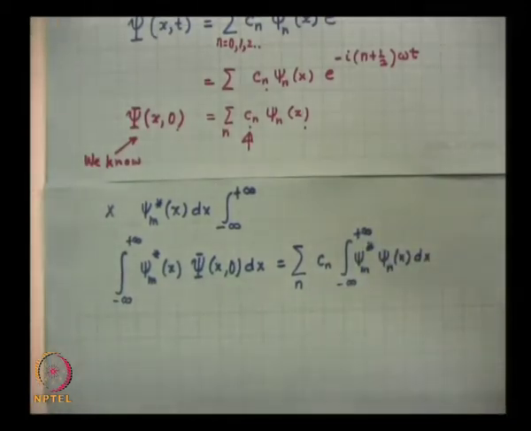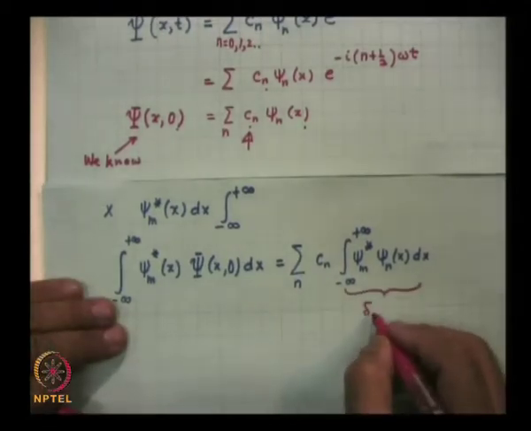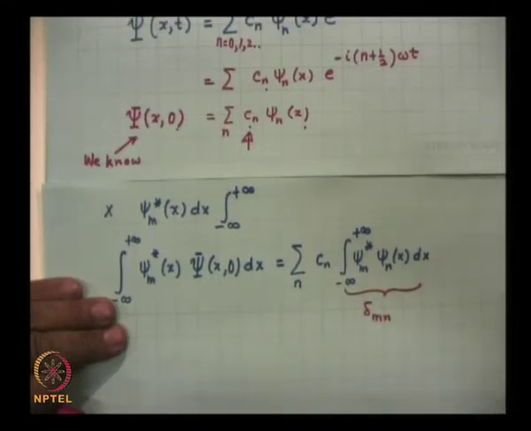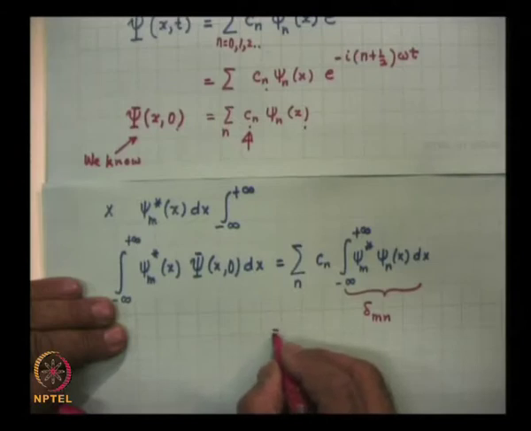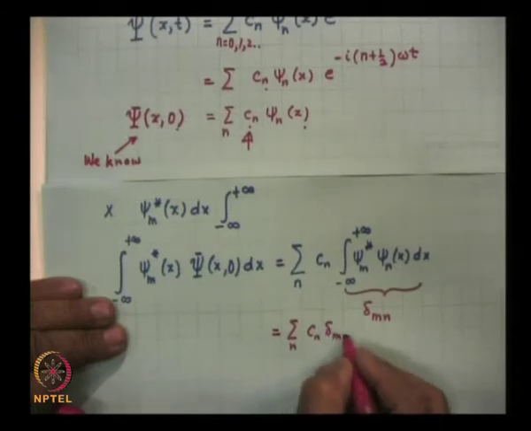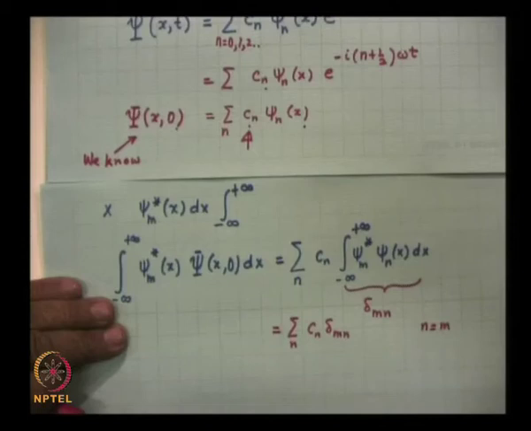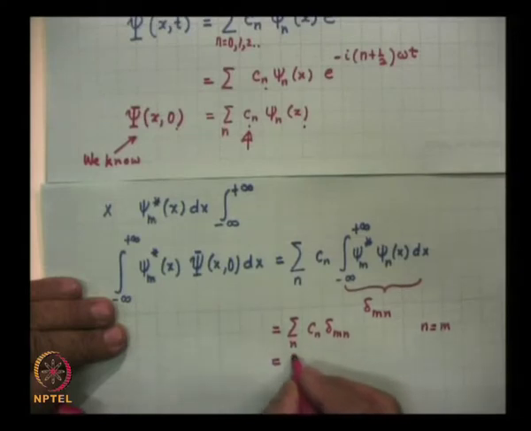This we know from the orthonormality condition, this is equal to delta m n. So, therefore, the right hand side becomes C n delta m n. m is a fixed number, n is a running index, n goes from 0 to infinity. So, in this series only the n equal to m term will survive and all the other terms will be 0. So, this will be equal to C of m.